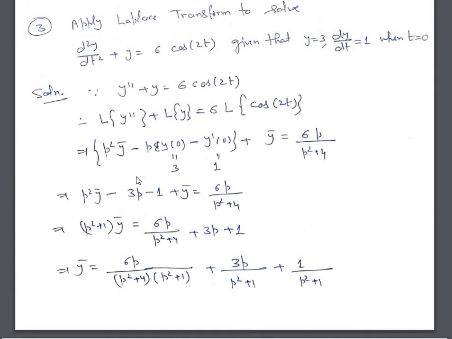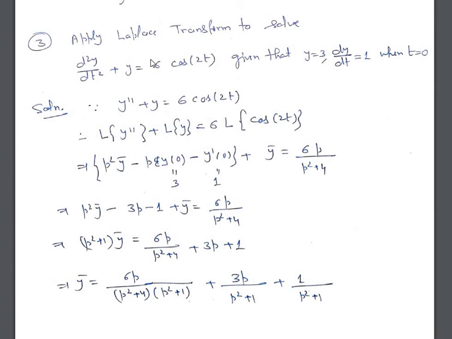Now let's take a third example. Apply Laplace transform to solve d2y upon dt square plus y is equal to 6 cos 2t. Given that y is equal to 3 and dy upon dt is equal to 1 when t is equal to 0. So write this equation as y double dash plus y is equal to 6 cos 2t. Take the Laplace transform on both sides, so we have L of y double dash plus L of y is equal to 6 times L of cos 2t.